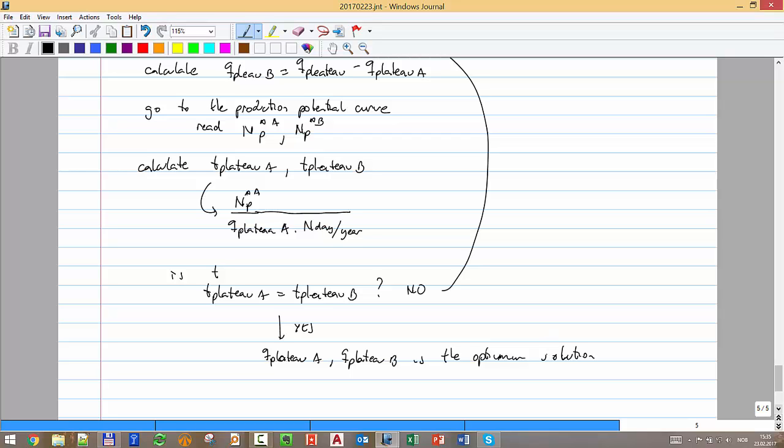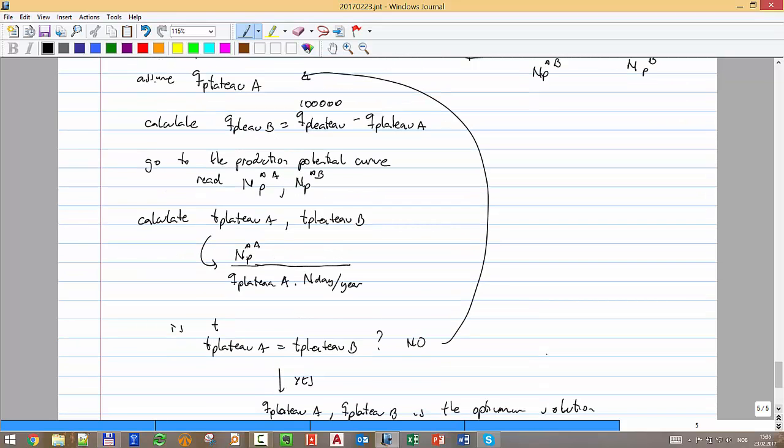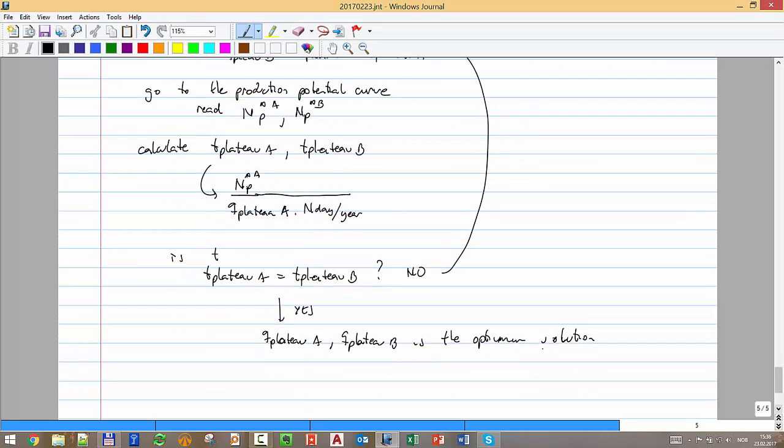If it is not, we will assume again, but do we assume a higher rate or lower? So if, for example, T plateau A is higher than T plateau B, what do you have to do? That means that I'm depleting A much quicker, and that's not what I want. So I have to reduce the rate of A and increase the rate of B. But remember, we can use solver for that.